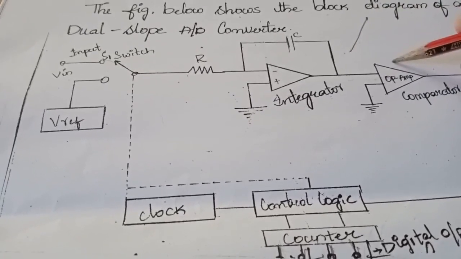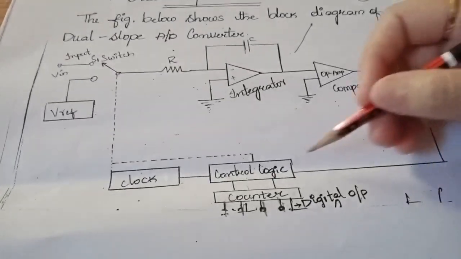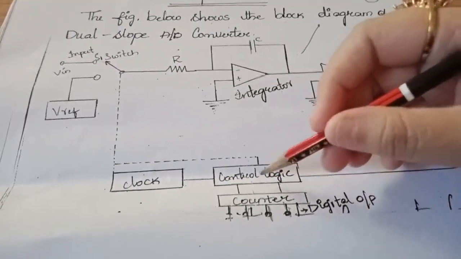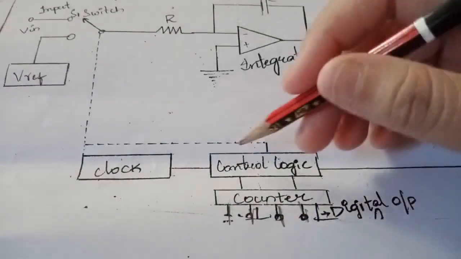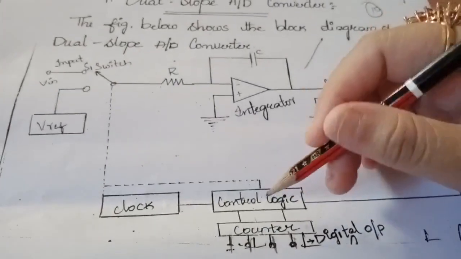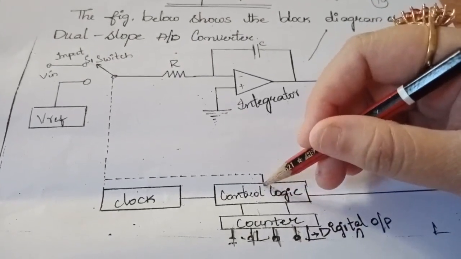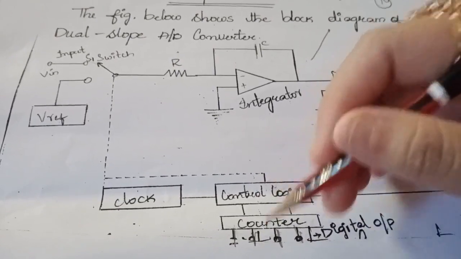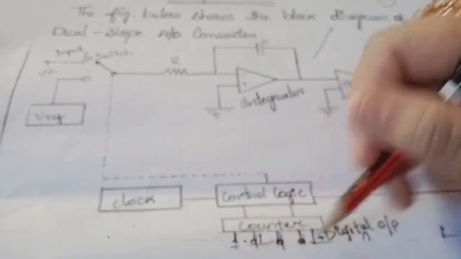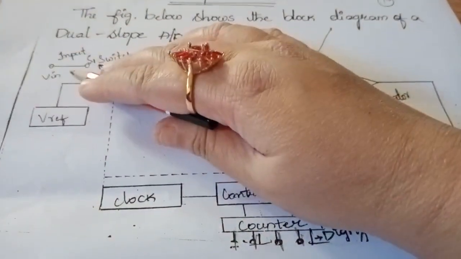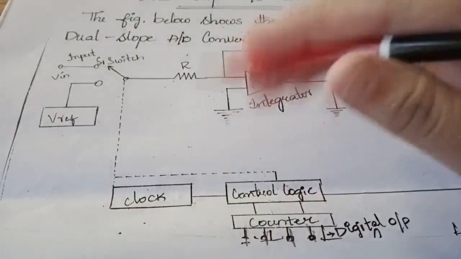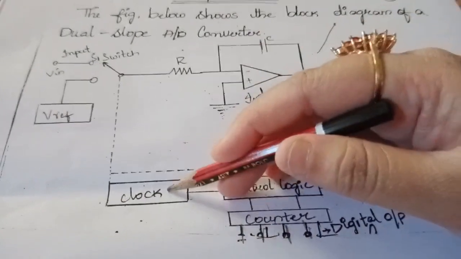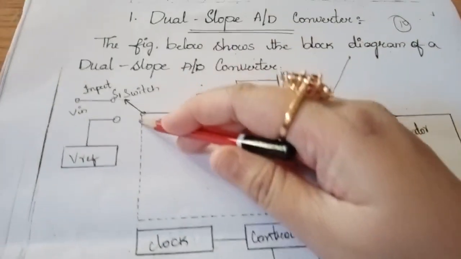Then it will pass to the comparator. After comparing, it will pass to the control logic. The control logic will tell that the operation is over, controlling the logic of the counter. Now the counter is fixed because we have connected to the VIN input, so the control logic will not change the counter. Then directly it will pass the signal to the clock. The clock will again intimate the switch.